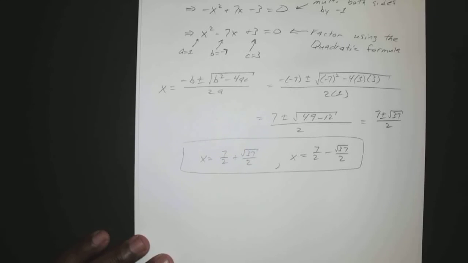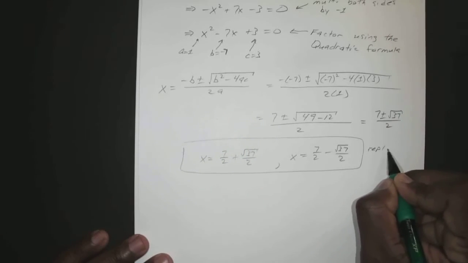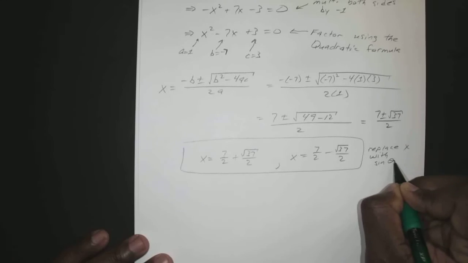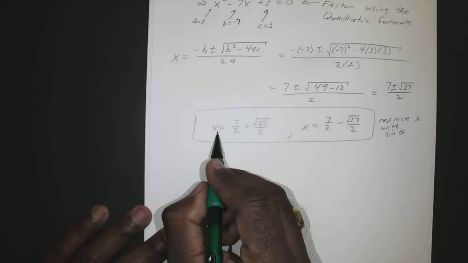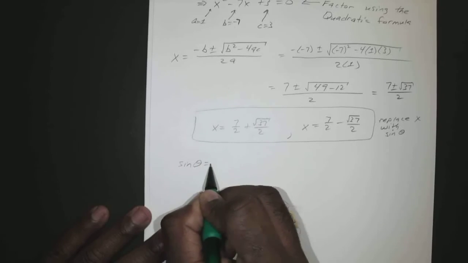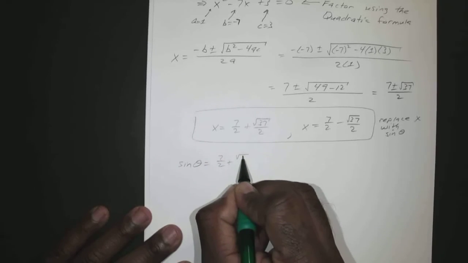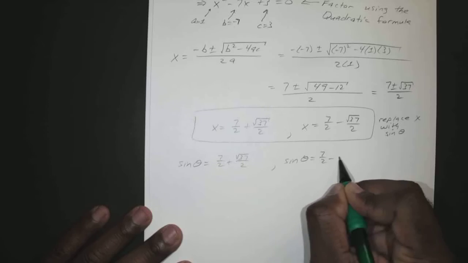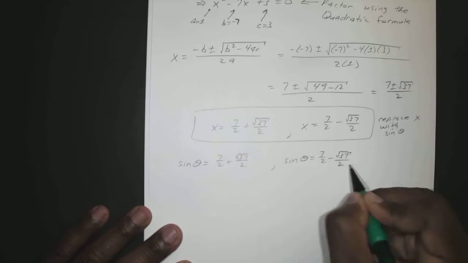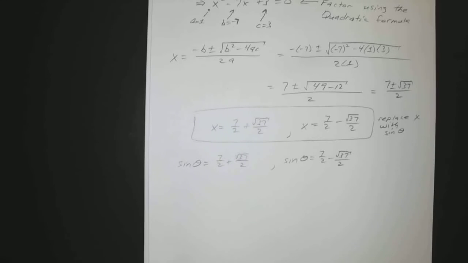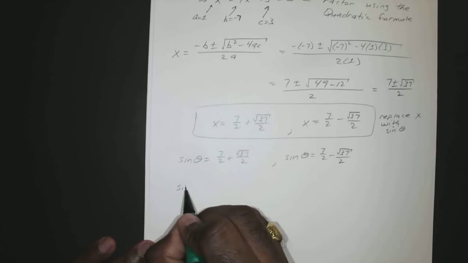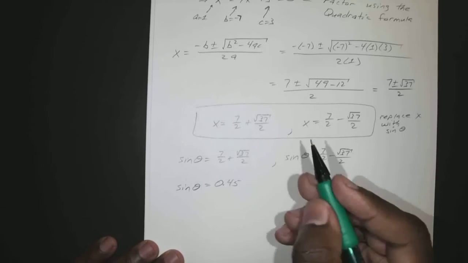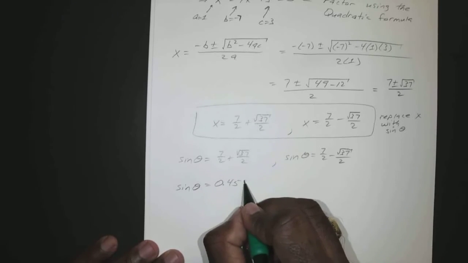Okay, so here we're going to replace our x with sine of theta. So that gives us sine of theta equals 7 over 2 plus square root of 37 over 2, and sine of theta equals 7 over 2 minus square root of 37 over 2. Okay. So if you just plug that into your calculator, sine of theta equals 0.458619.